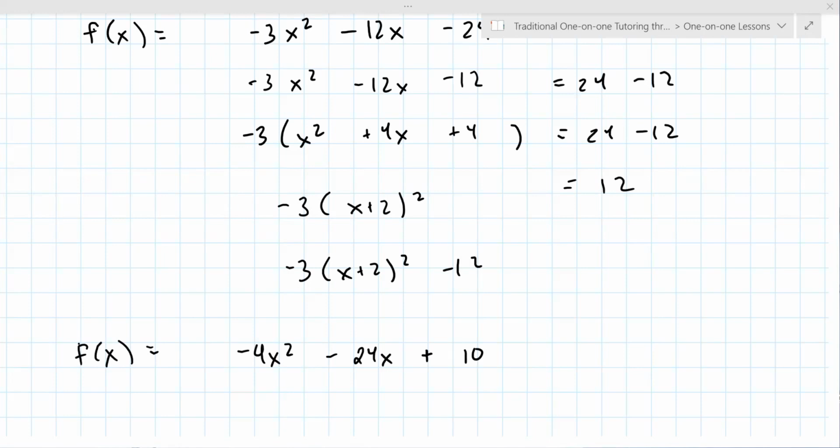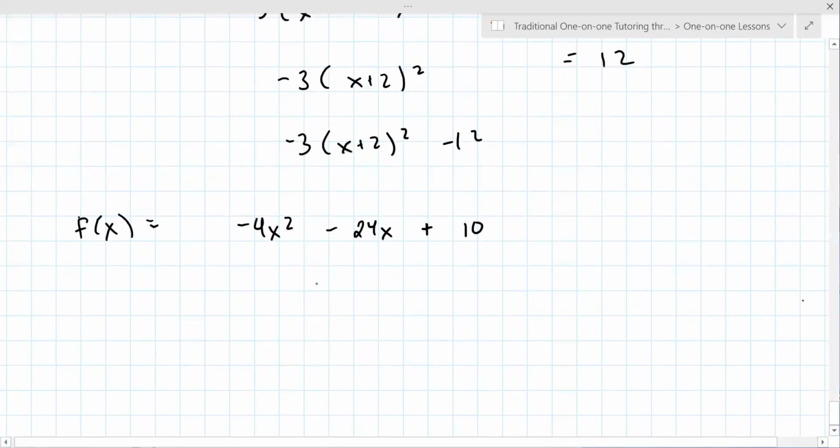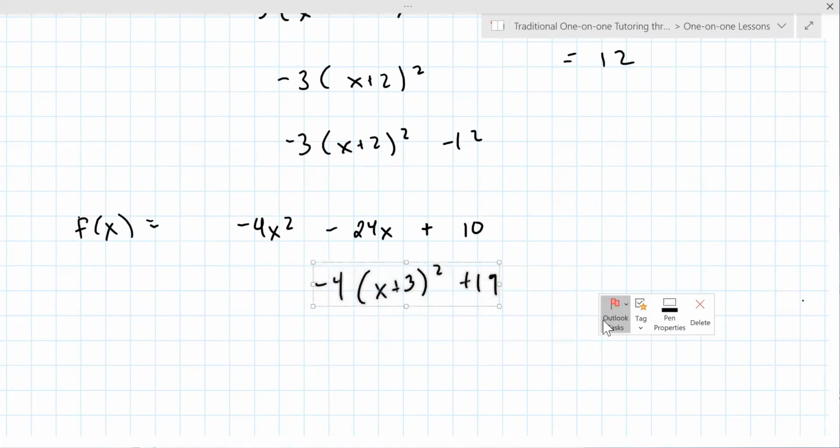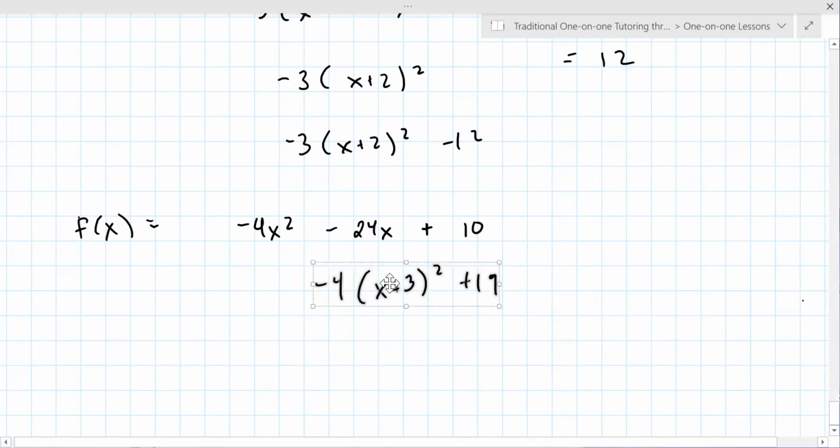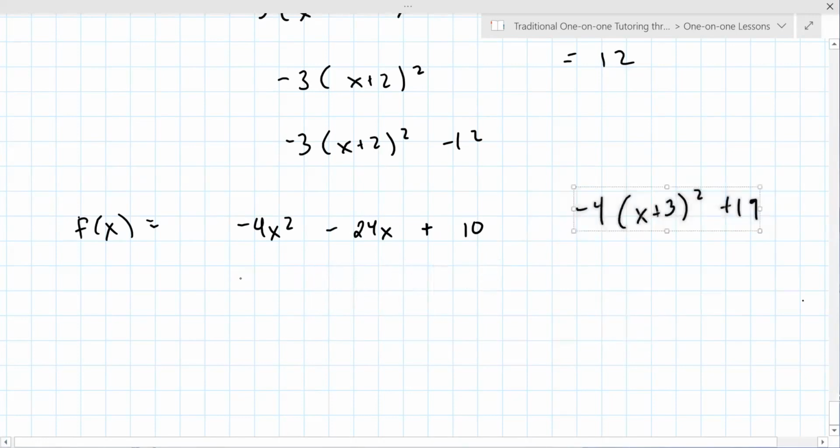Okay, I got -4 times x plus 3 squared plus 19. It's looking pretty good. I'm just going to make sure I heard what you said here. -4x plus 3 squared plus 19. Yes. Okay, that's not quite right. Let me move this off to the side. So again, you want to move this over.